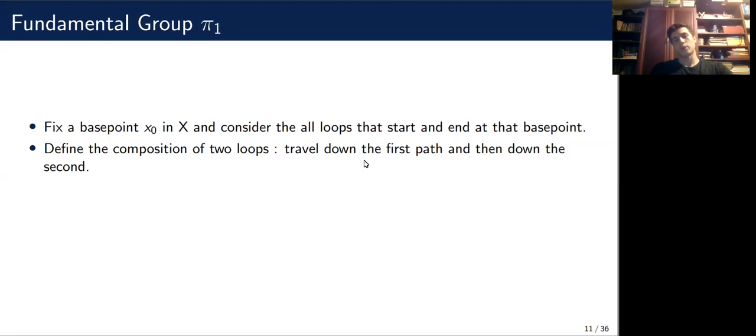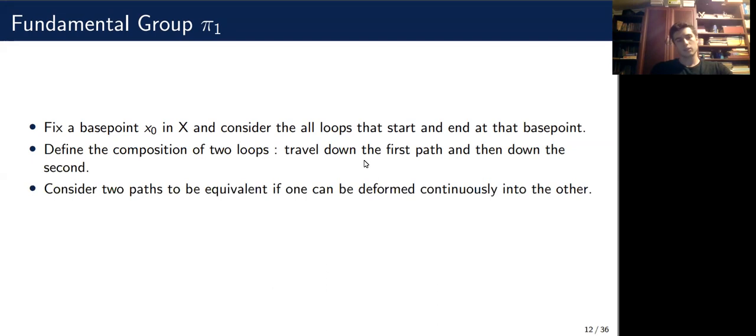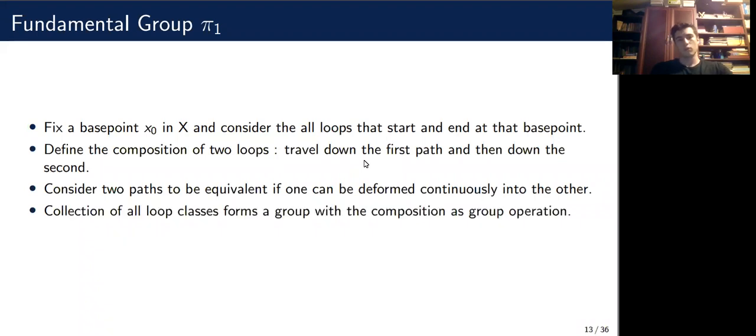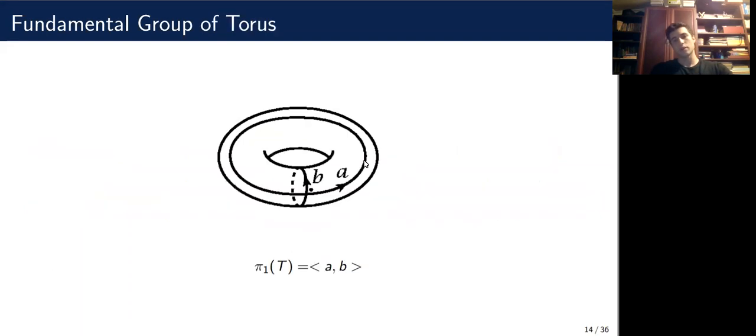If you have two loops, L1 and L2, to get the composition of them, you first travel along the first one and then along the second. And we say that two paths are equivalent if one can be deformed continuously into the other. So with this setup, the collection of all loop classes forms a group with the composition as group operation. So basically, the fundamental group of a space X consists of all the loops that cannot be deformed into each other.